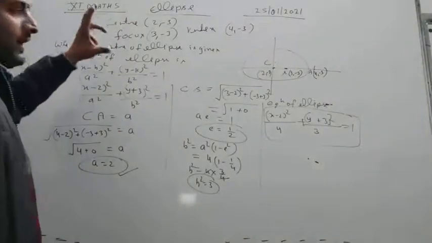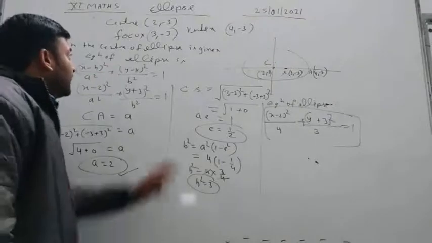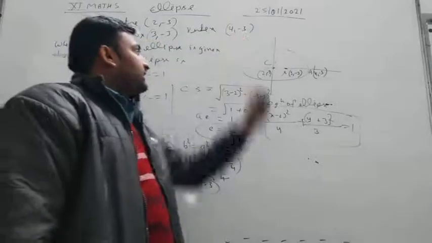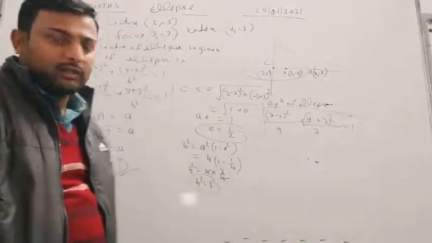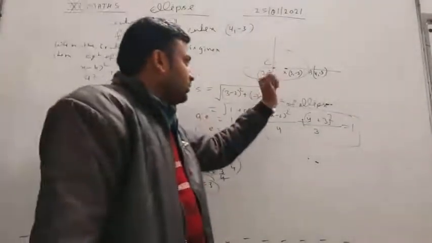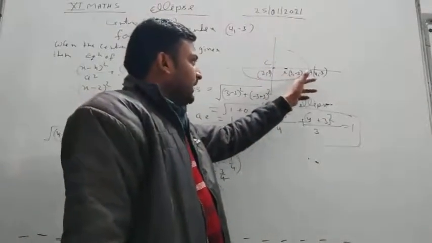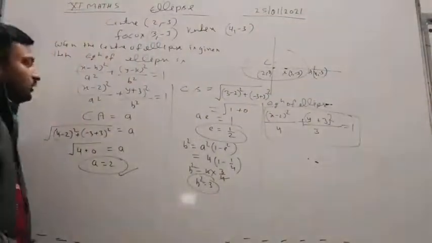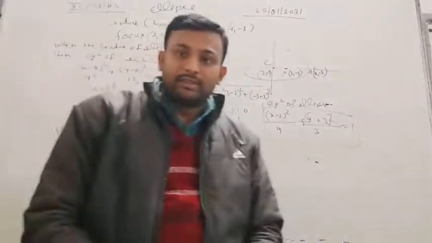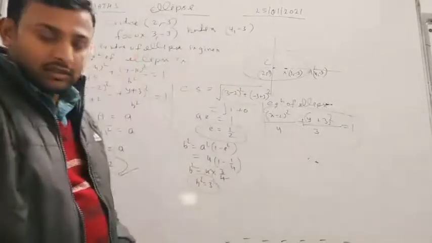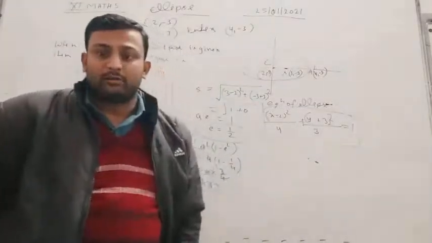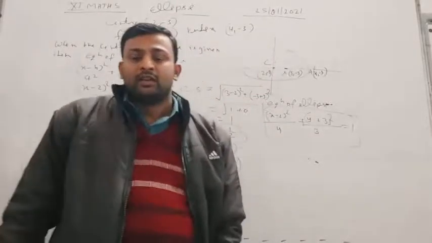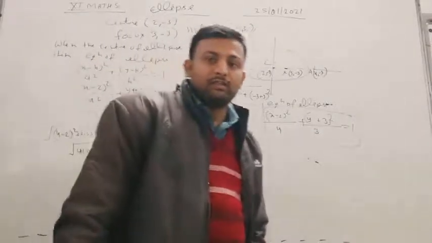So we have to find the equation of ellipse whose center is given (2, minus 3), focus is (3, minus 3), and vertex is (4, minus 3). Okay students. So we have made a figure whose center is (2, minus 3) and S is (3, minus 3) and vertex is (4, minus 3). Now students, you know that if the center of the ellipse is given, then its equation changes. And it will be what? If the center is (h, k), then the equation of ellipse will be (x minus h) whole square by a square plus (y minus k) whole square by b square is equal to 1.